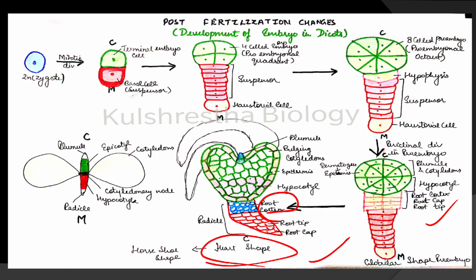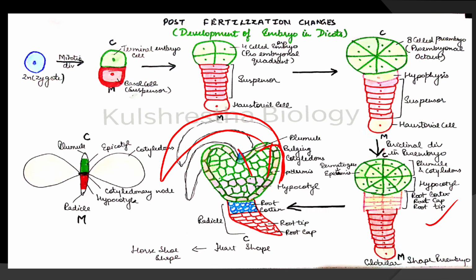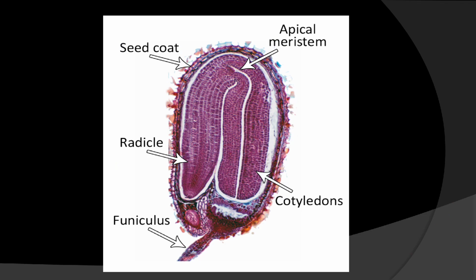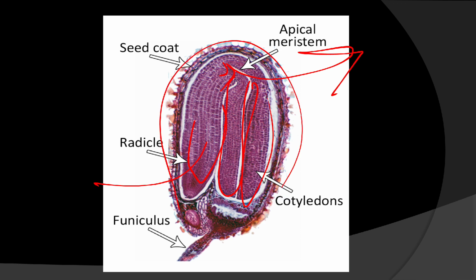So as now heart-shaped embryo is formed, now these cotyledons grow, means the cells of these cotyledons grow very fast and they form a horseshoe shaped embryo. I'll show you a horseshoe shaped embryo here. This is a horseshoe shaped embryo. Mature embryo looks like this. These are the cotyledons. This is apical meristem, that is plumule, which will form the shoot, and this is the radicle which forms the root. Okay, this is the seed coat.